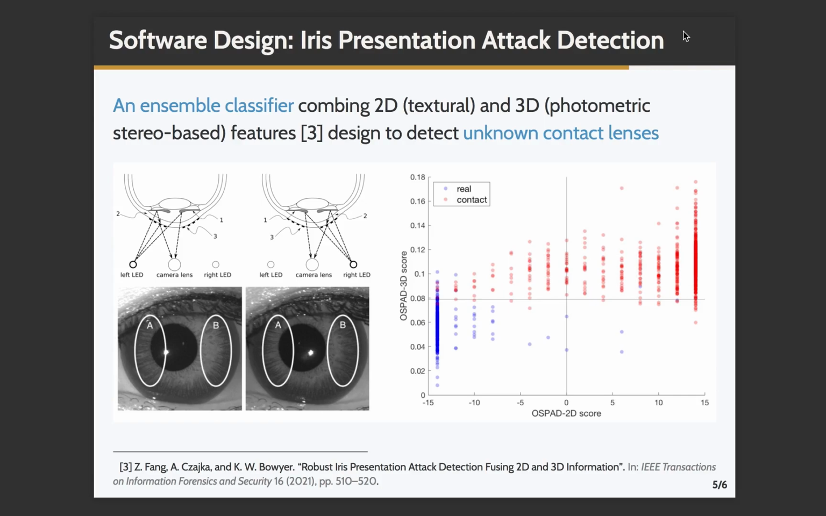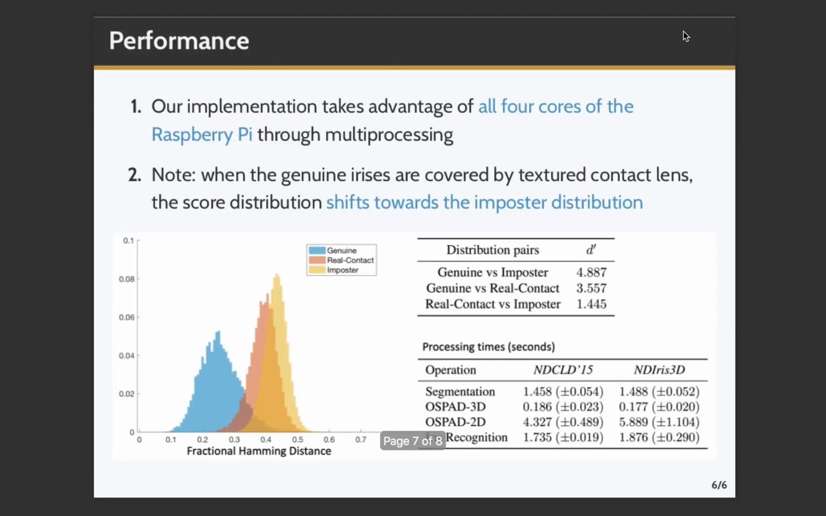And on the right here, we can see the joint score distribution of our 2D PAD and 3D PAD. A very simple fusion rule arises from here, and from our experiments, it is robust to many cases. So we can take the samples classified as contact lenses by the 2D classifier, and then for the rest of the samples, we can just use the 3D classification as our final result.